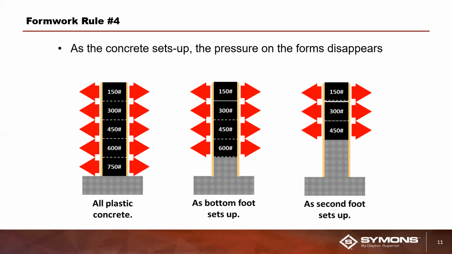So once the first foot starts to set up, which is, let's say, 12 minutes to pour each foot, then at 1 hour, the 750 pounds is what you have, and 12 minutes later, the 600 pounds per square foot is now null, because the concrete is set up enough that it is not exerting the pressure on the concrete form.